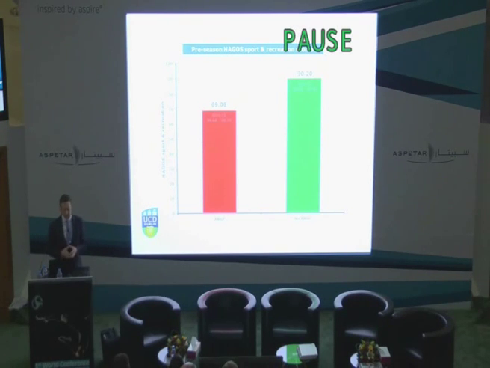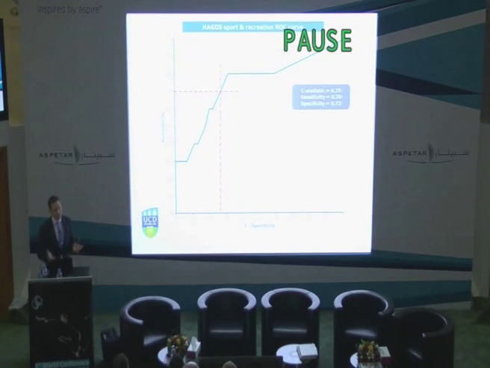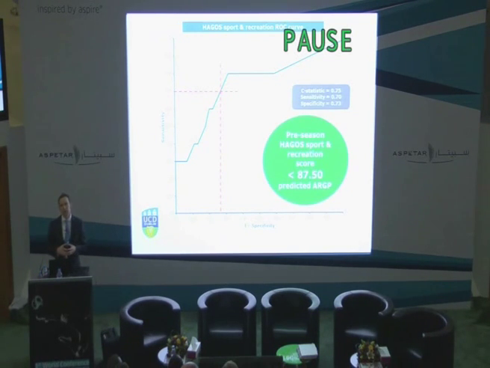So, relative to our pre-season Hagos scores, we can see that there's a substantial difference between those who did and did not develop adductor-related groin pain. So again, I'm presenting the mean values plus the associated 95% confidence intervals. So again, with this data, we developed a receiver-operator characteristic curve. The model had statistically significant predictive capacity with a C statistic of 0.75. And the resultant prediction equation yielded a sensitivity of 0.7 and a specificity of 0.73, indicating that a Hagos Sport and Recreation preseason score below 87.5 predicted adductor-related groin pain.